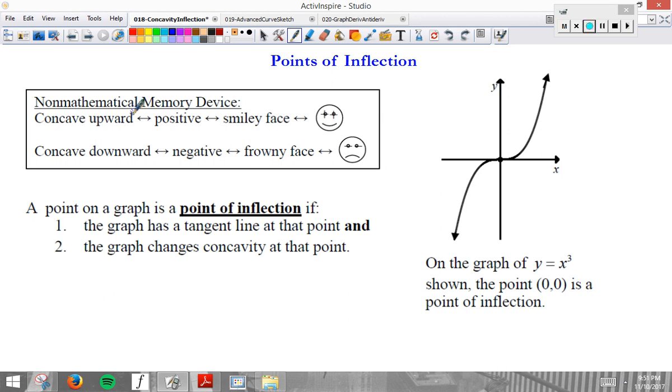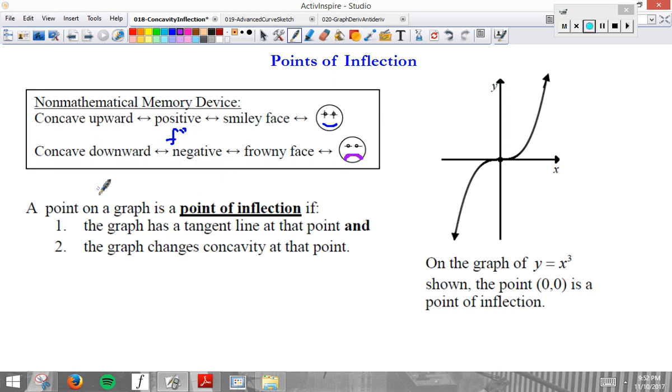Here's a non-mathematical memory device for that. Concave upward, we're talking about a positive second derivative, which we're talking about smiley face, because smiling people are positive. Get it? Smiley. Concave downward, f double prime being negative. Negative people are frowning. Negative. These kind of look like scary pictures to me.